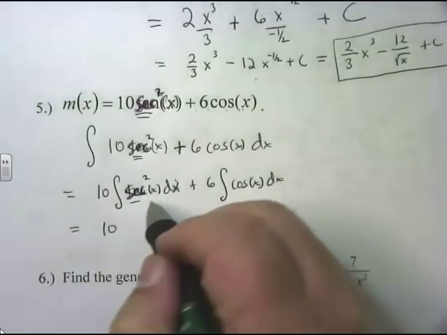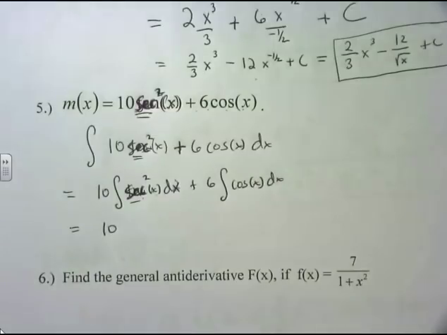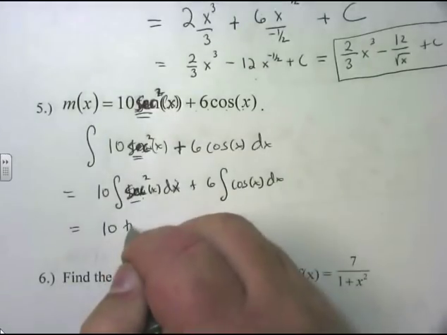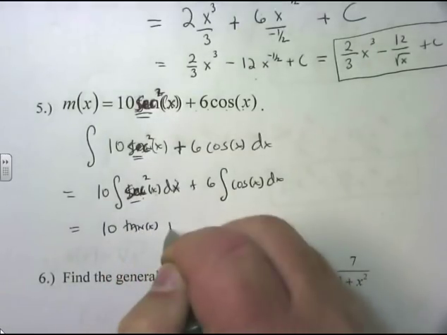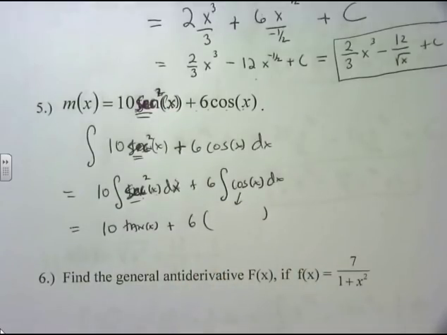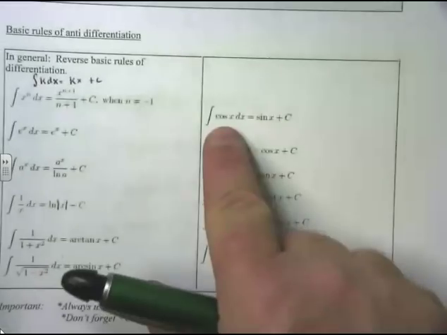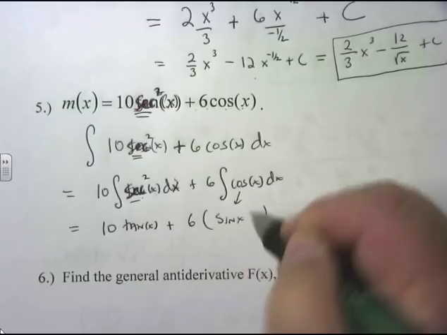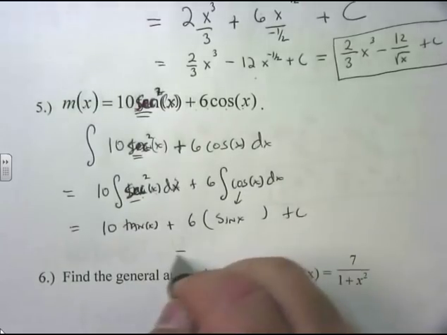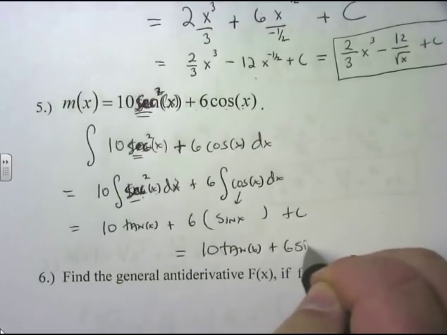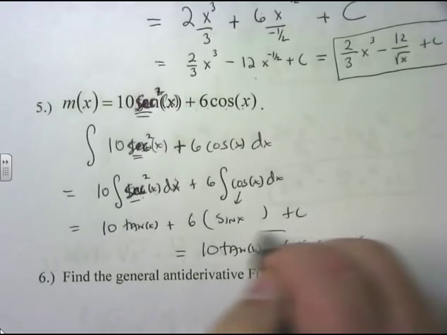10 is a constant. What was the integral of secant squared of x? Well, that was the rule that I wanted you to have memorized here. The integral of secant squared of x dx is tangent of x, so that would be equal to 10 tangent of x plus 6. Now what is the integral of cosine of x? So I'll go back to my rules over here. The integral of cosine of x is sine of x. And then one big old plus c. So your final answer is 10 tangent of x plus 6 sine of x plus c.